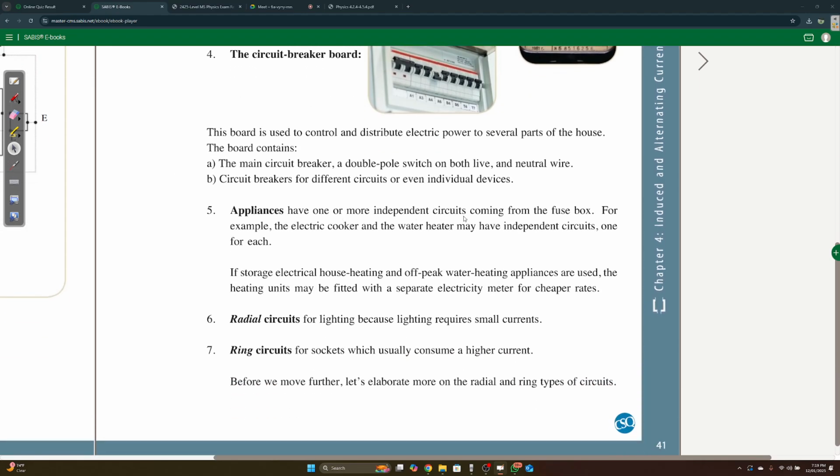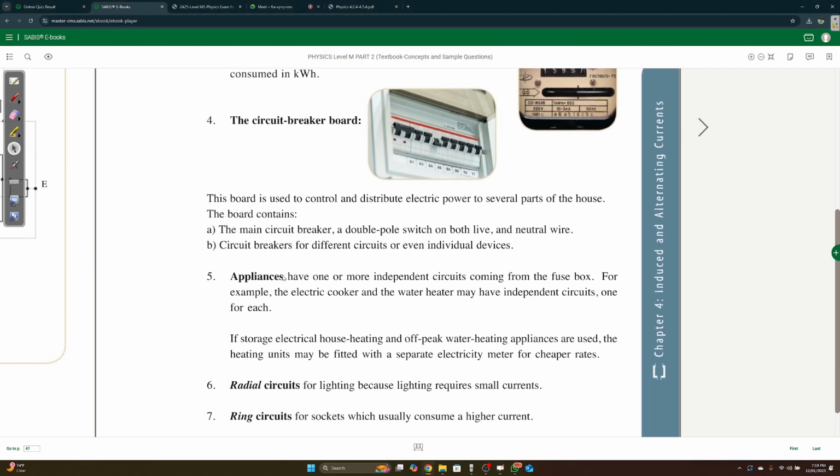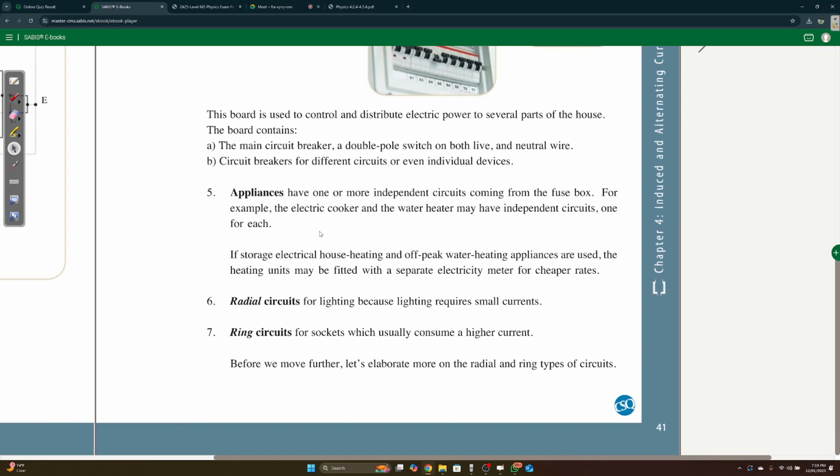Appliances have one or more independent circuits coming from the fuse box. For example, the electric cooker and water heater may have independent circuits, one for each. This is like what I said now. My water heater would have its own circuit breaker. If storage electrical house heating and off-peak water heating appliances are used, the heating units may be fitted with separate circuits. Cooker and water heater, you should know they have separate circuits.